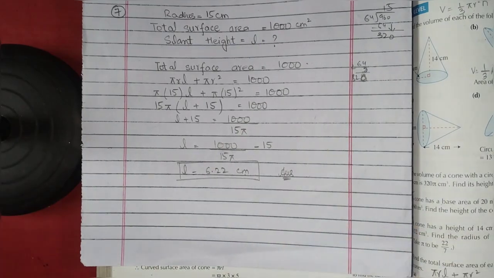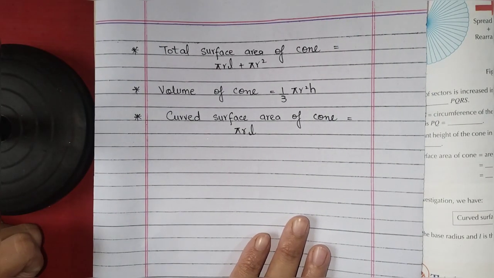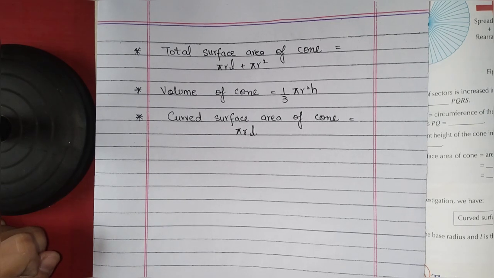These are the formulas for your topic related to the cone, volume of the cone and surface area of the cone. Write it in the introduction page, so you will keep it in mind and you find it easy when you have to learn it. Okay, thank you. That's it.